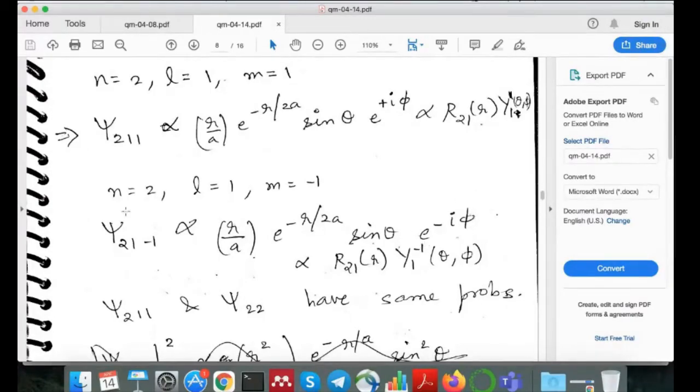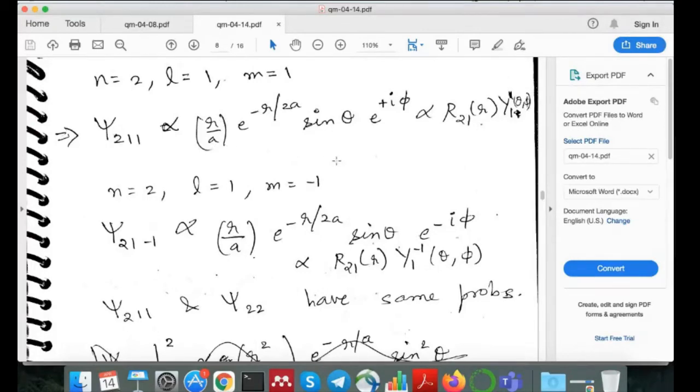Okay, so essentially if you take the probabilities of these functions, meaning if you square these functions and multiply it with r square, both of these functions will be the same, right? Because if you take the square of these functions, you have to multiply it with its complex conjugate, right? So e power plus i phi will be multiplied with e power minus i phi. There is no other complex term here. So these two will get cancelled, and all you'll be left with will be the square of this term.